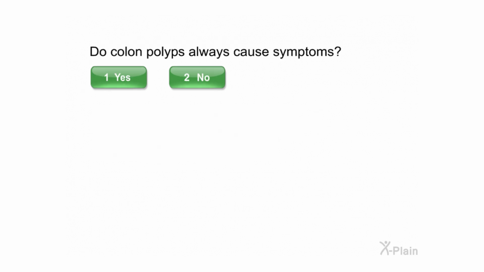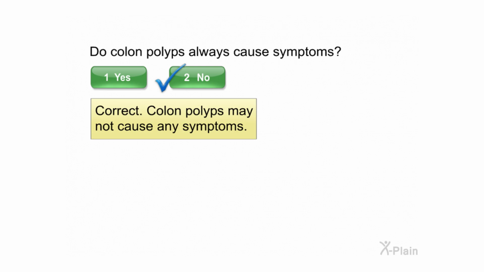Do colon polyps always cause symptoms? Select yes or no. Correct. Colon polyps may not cause any symptoms.